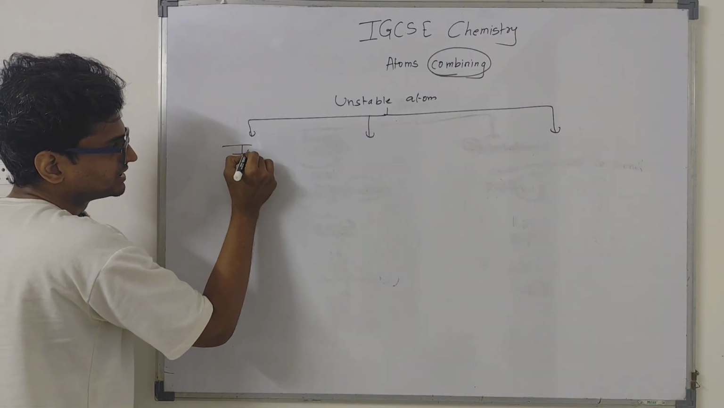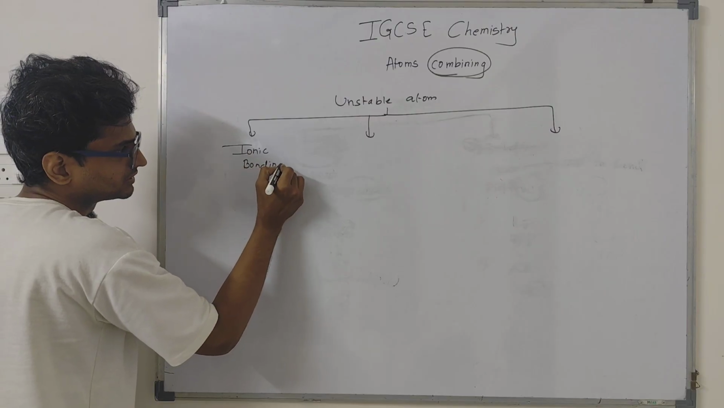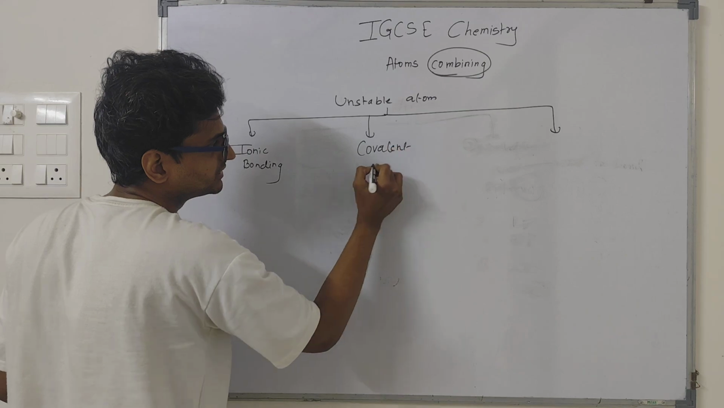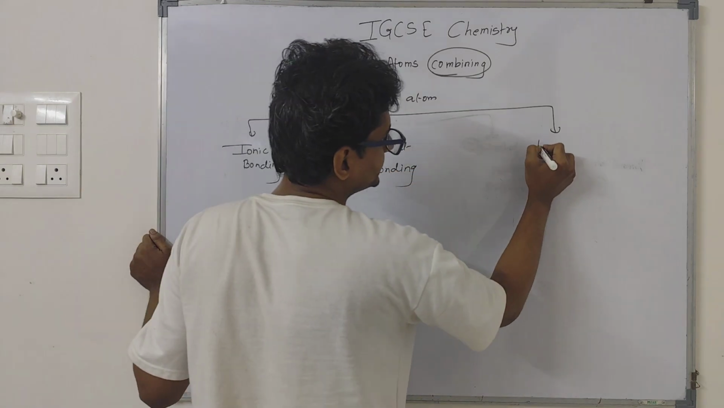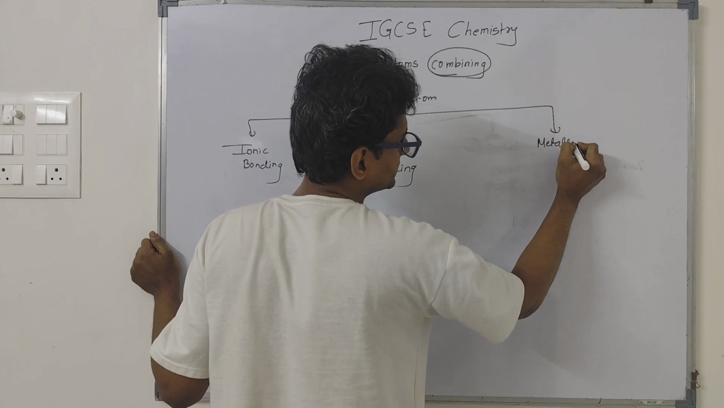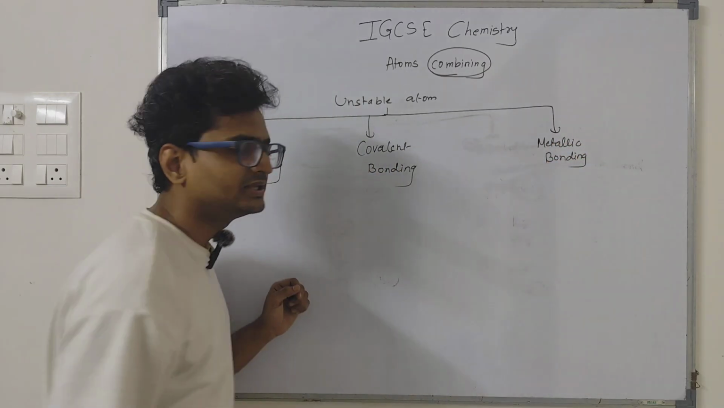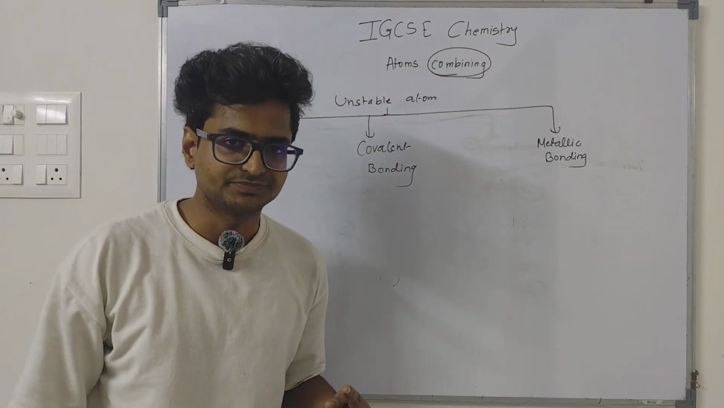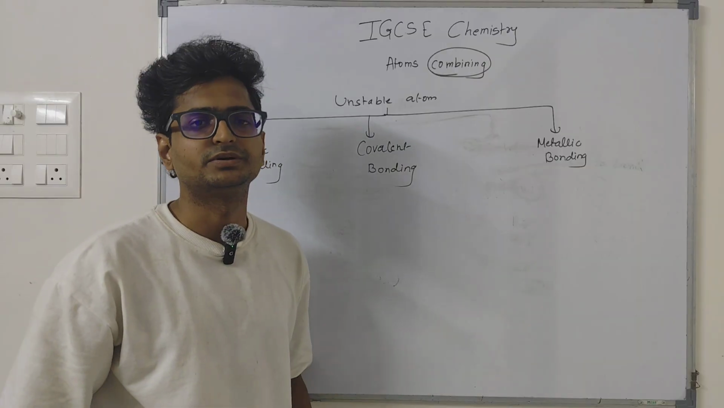First is ionic bonding. Second is covalent bonding. And the last one is metallic bonding. So these are the three ways in which an unstable atom can become stable. Okay, and these are the things that we have to learn in this chapter.